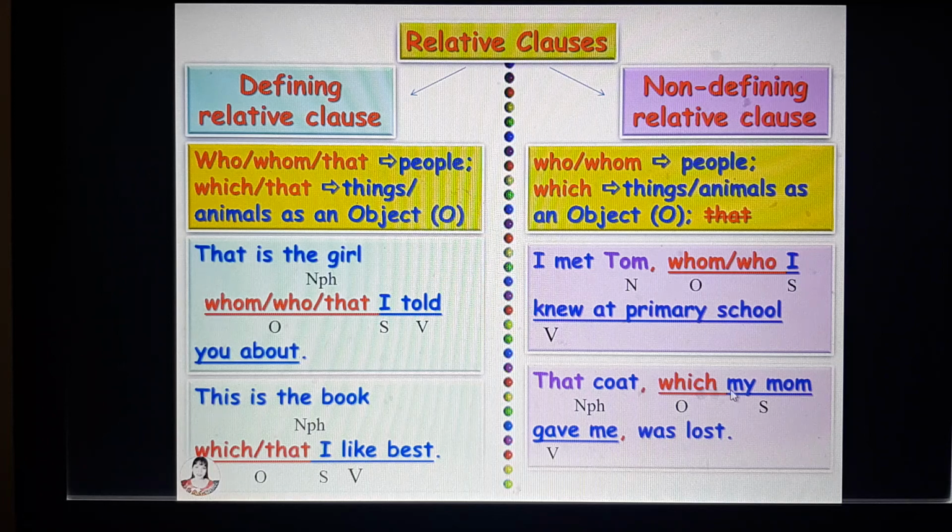That coat, which my mom gave me, was lost. That coat is the noun, which is the object, my mom is the subject, gave is the verb. You see, the subject comes before the verb, and the relative pronoun is the object. Which my mom gave me is a non-defining relative clause.